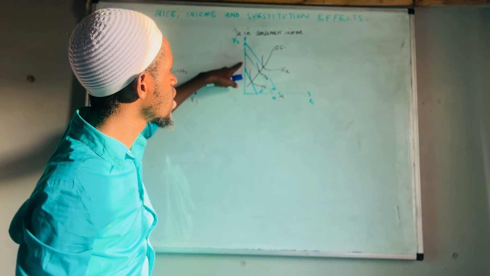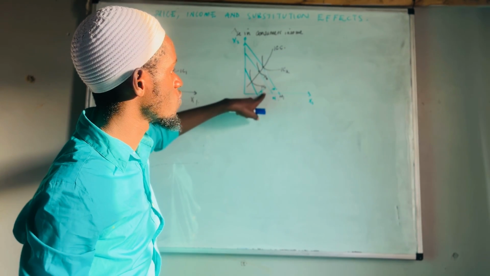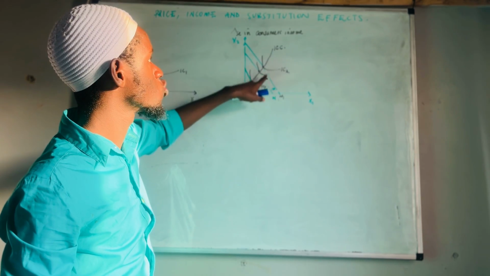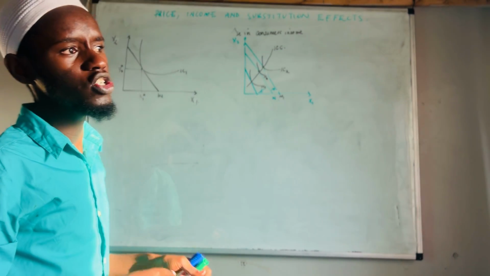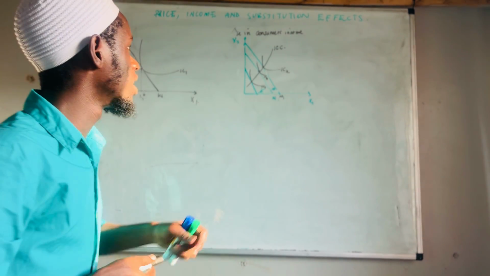Therefore, I have increased quantities of X2 and increased quantities of X1 that the consumer will consume, which is a result of the increase in income. Likewise, if there is a reduction in income, what will happen?